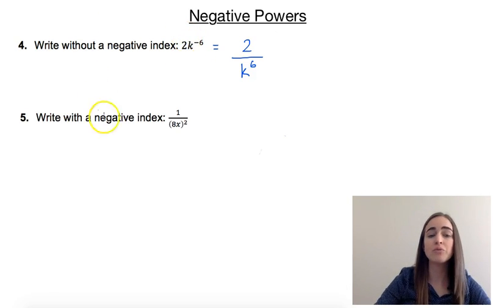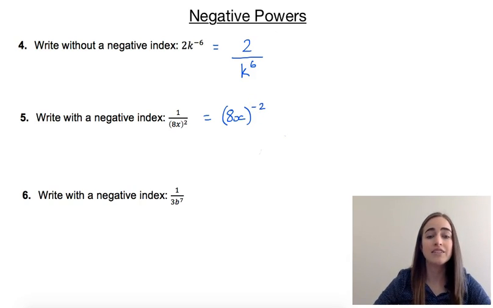In our next example, we're doing the opposite. So it's asked us to write this expression with a negative index. Because that squared applies to the whole 8x, we're going to have 8x in brackets to the power of minus 2. Our last example is just again being careful what that power applies to.